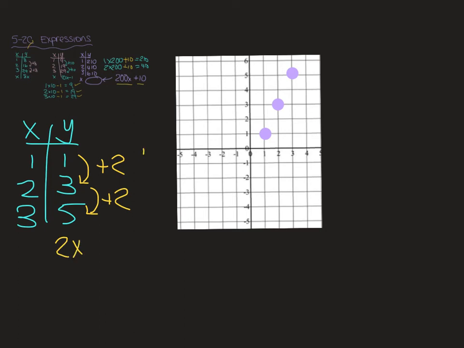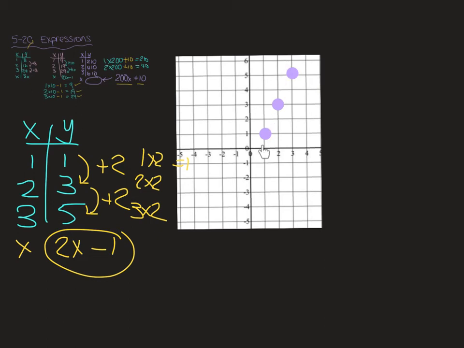What is 1 times 2? It's 2. How do I get down to 1? I subtract 1. 2 times 2 is 4. How do I get down to 3? Subtract 1. 3 times 2 is 6. How do I get down to 5? I subtract 1. So my rule, my expression, is 2x minus 1 for this picture.